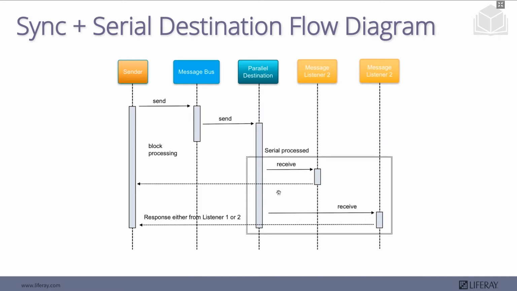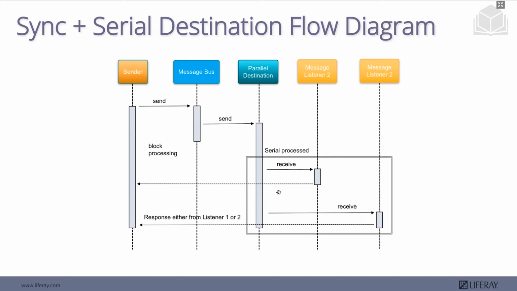Contrast that to sync serial destination. The idea here is the message bus will send it to where it needs to go, and we still have the parallel, in this case, it would be the serial destination. So we'll process it one at a time. You have one thread for each message.